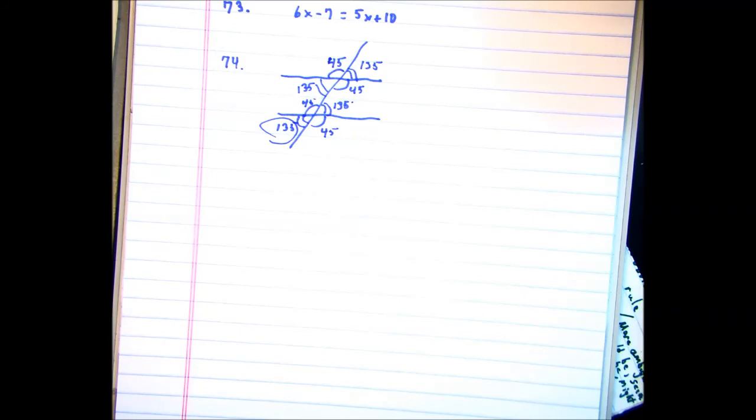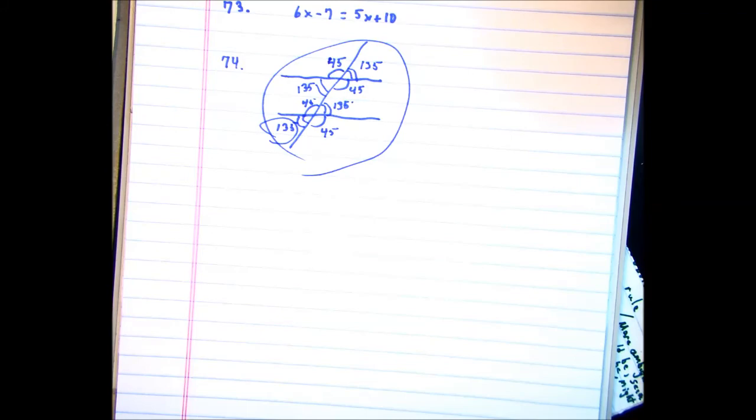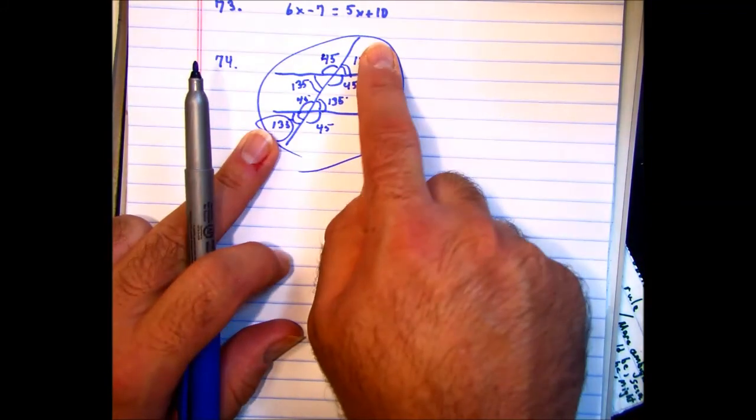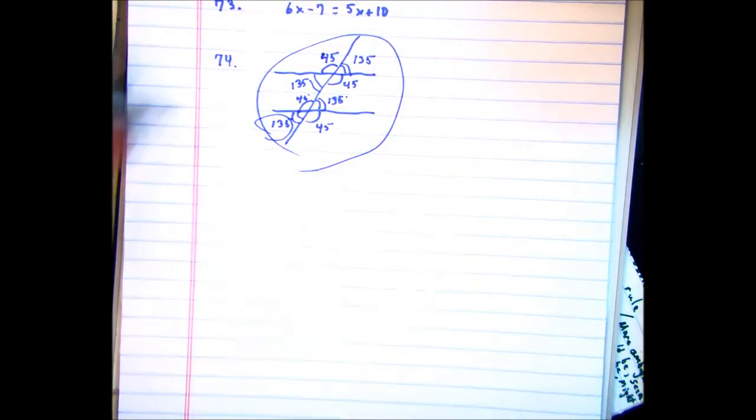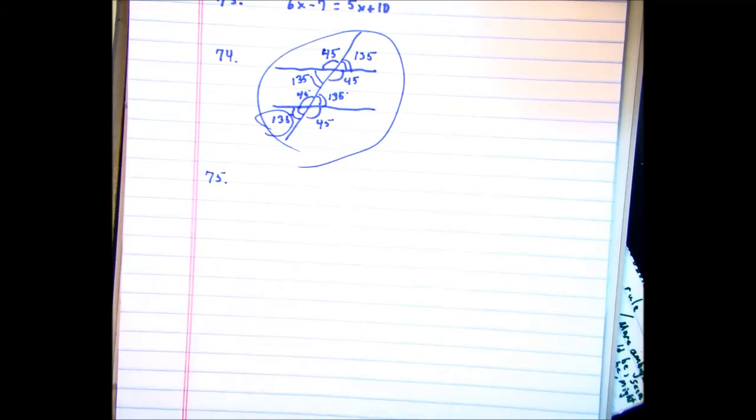But you can do that same thing for every set of parallel lines and a transversal. The problem is not going to be the number. The problem is going to be when they ask what kind of angles those are. Hopefully you know 1 and 5 are alternate exterior angles. All right, 75.